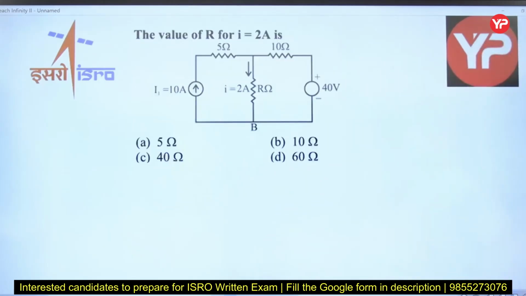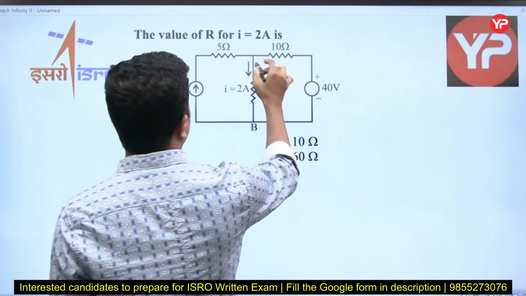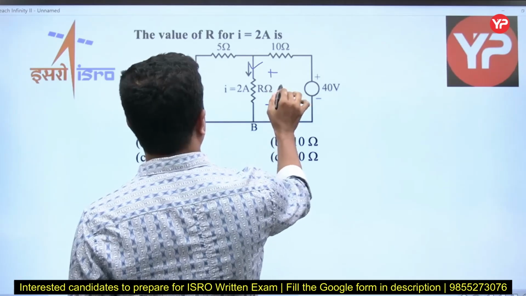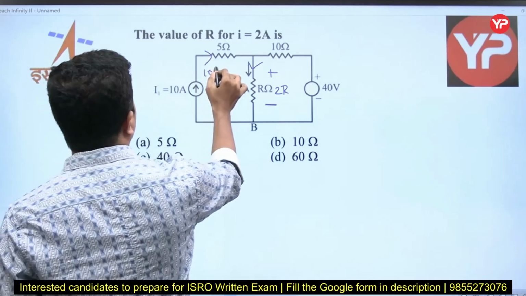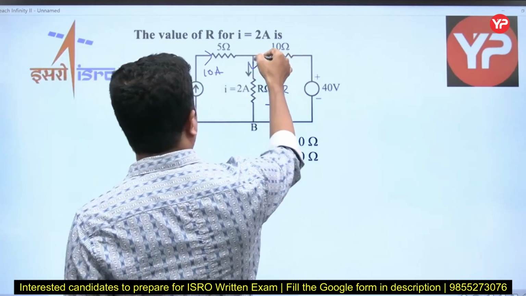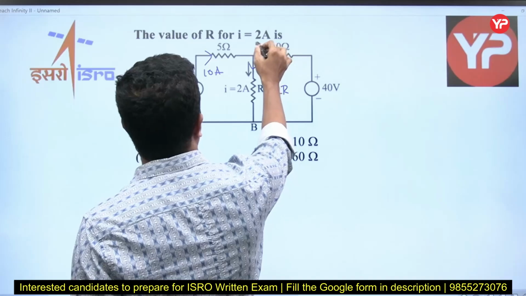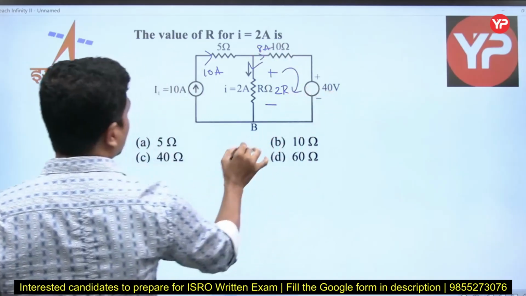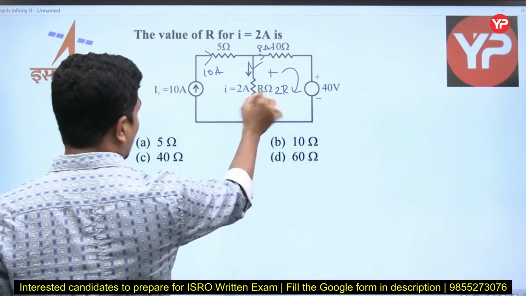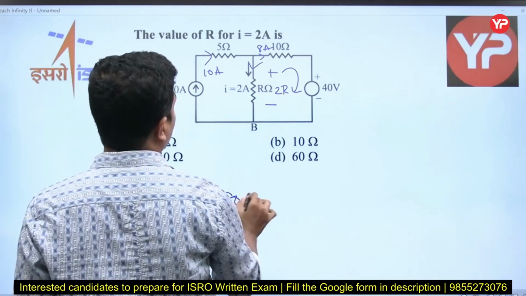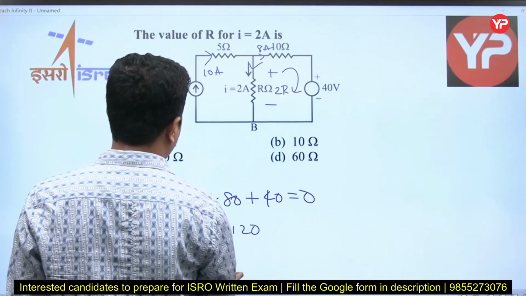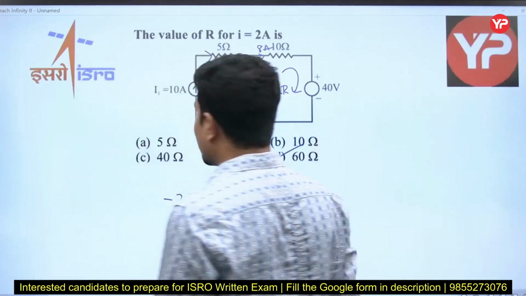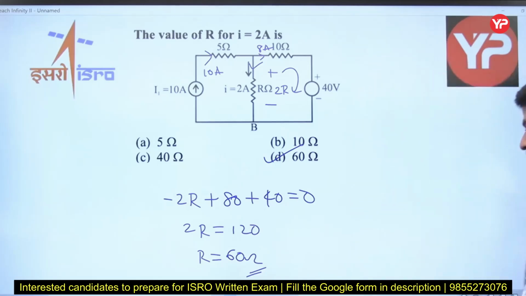Next question please. The value of R for I equal to 2 amperes. He is saying that this current is 2 amperes. Therefore, this voltage is 2R. This is 10 amperes. In this one, some current is flowing. How much current is flowing this way? 2 amperes. Then how much is this current? 8 amperes. Apply KVL for this loop. So minus 2R plus 80 plus 40 is equal to 0. So 2R is equal to 120, R is equal to 60 ohms. It's a direct answer, right?